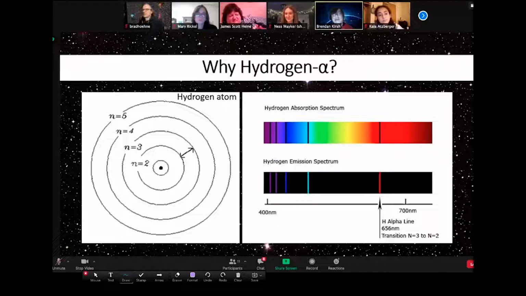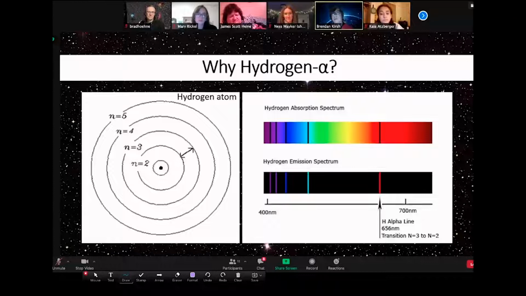And as it falls to the lowest orbit for the electron, that's its lowest energy state. So it wants to go to the lowest orbit. As it goes to that orbit, it will emit light at a certain wavelength. And so this emission line that we are studying here is the hydrogen alpha emission line. And that has a wavelength of 656 nanometers. As you can see, it's a red color.